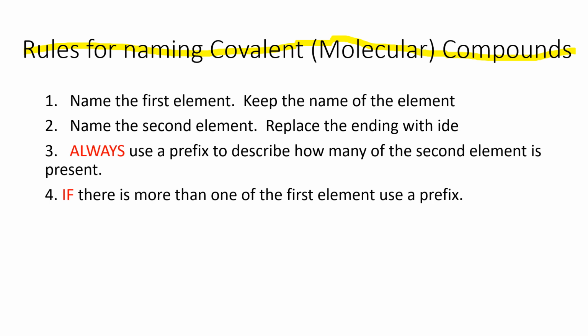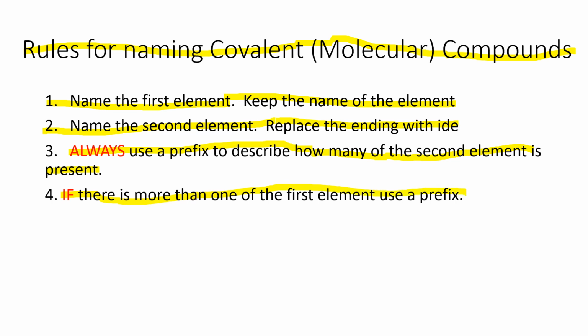So here are the rules we're going to apply. We're going to name the first element. Keep the name of the element. We're going to name the second element. Replace the ending with -ide. The third rule is an always rule. We will always use a prefix to describe how many of the second element is present. And then the fourth rule: if there's more than one of the first element, we'll end up using a prefix.